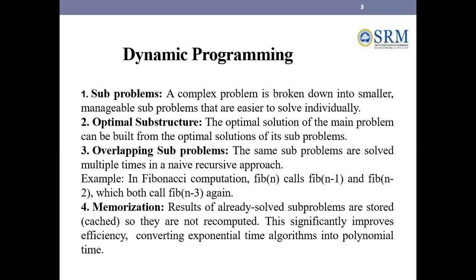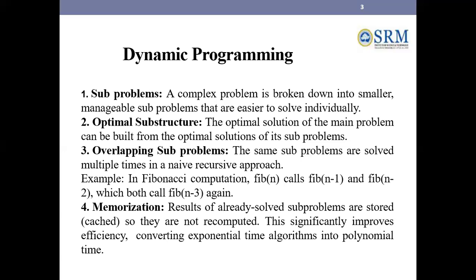And the key components in dynamic programming: subproblems. The complex problem is divided into a number of subproblems so that the time complexity can be reduced. What is optimal substructure? We have a subproblem. The optimal solution to the subproblem can lead to the optimal solution to the whole problem. That's called optimal substructure. Optimal solutions for subproblems can be combined to get the optimal solution to the whole or complete problem. Overlapping subproblems: the same subproblems are solved multiple times in a naive recursive approach.